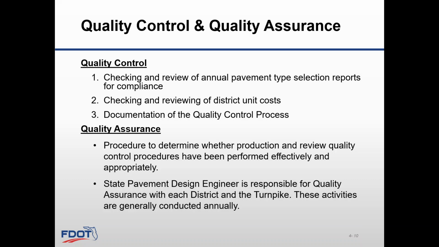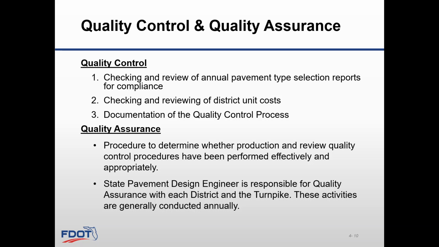The quality control process includes three main activities. First, checking and reviewing of pavement type selection reports annually for compliance with policies, procedures, standards, guidelines, and good engineering practice. Second, checking and reviewing of the district unit costs to ensure that the approved pavement type selection reports are using correct unit costs. Third, properly document the quality control process that was followed.